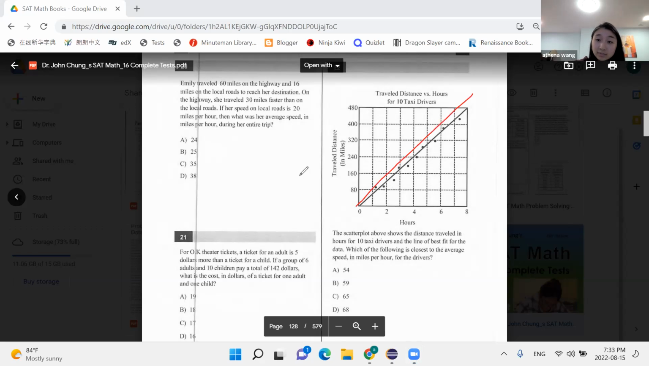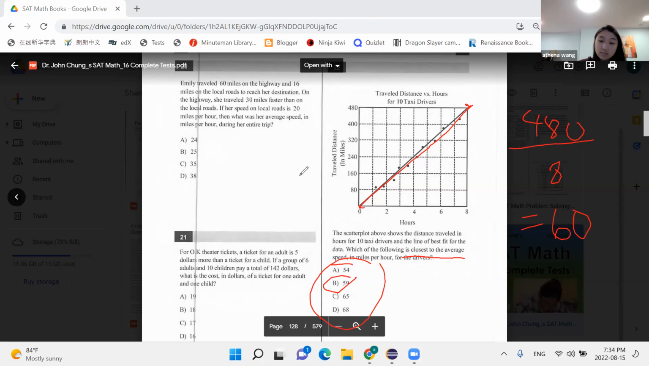But this is our line of best fit, so we're basically just using our line of best fit to find the closest average speed that these taxi drivers are driving. So if we have our line of best fit, we see that there's an intersection here and there's an intersection here. So they basically drove 480 miles over 8 hours. So this is 60. Our closest answer to 60 over here would be B. So that would be 59.